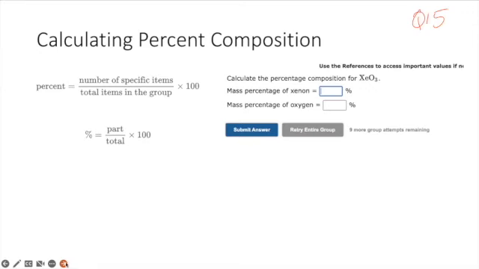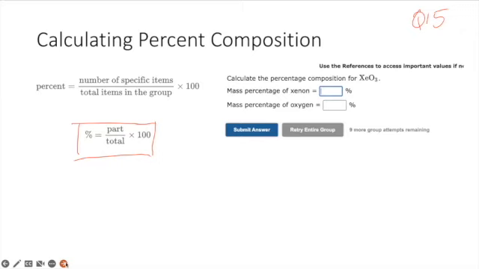So percent composition, right? It's going to be the number of a specific atom, so the part over the total times 100. No units for percents. The percent sign is the unit. So it's asking us to calculate the percent composition for xenon oxide. I'm assuming that's oxide. What the heck does that mean? We'll discuss this. It'll make more sense next week.